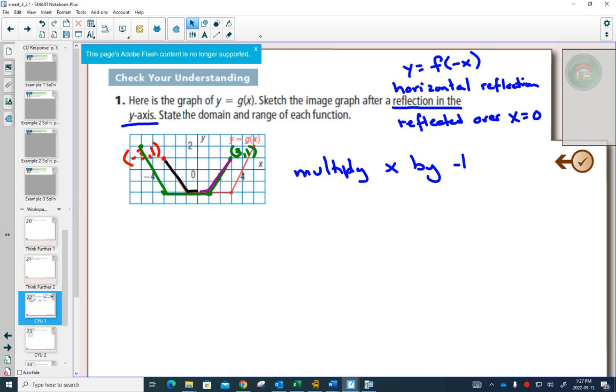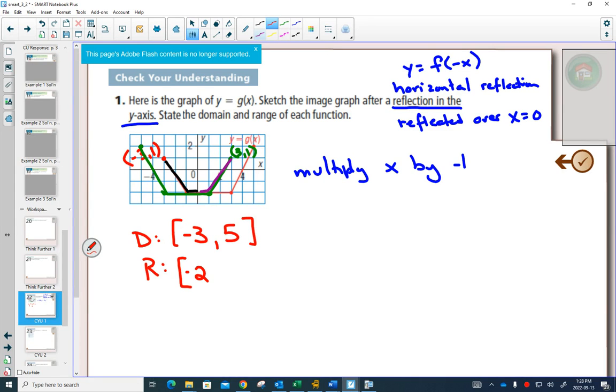Okay. Reread the question. I've sketched the image. Done. State the domain and range of each function. So I'm going to use red for my original one. And in this one, I'm going to use interval notation. So domain are your x values. My smallest x value is at -3 for the red one. The biggest x value is at 5. And square brackets for both of them. My range, my smallest y value on my red one is -2. My largest y value is +2.